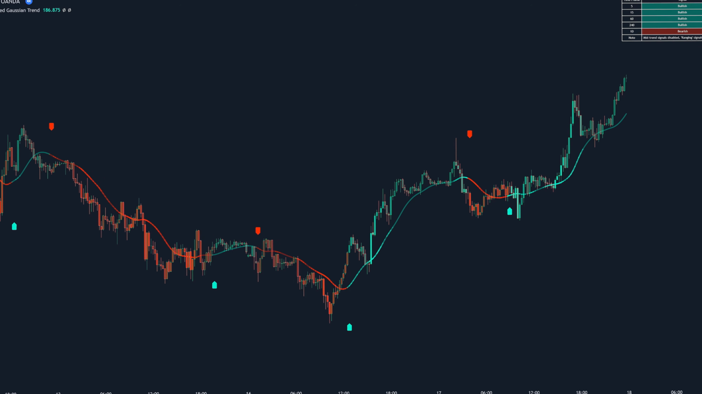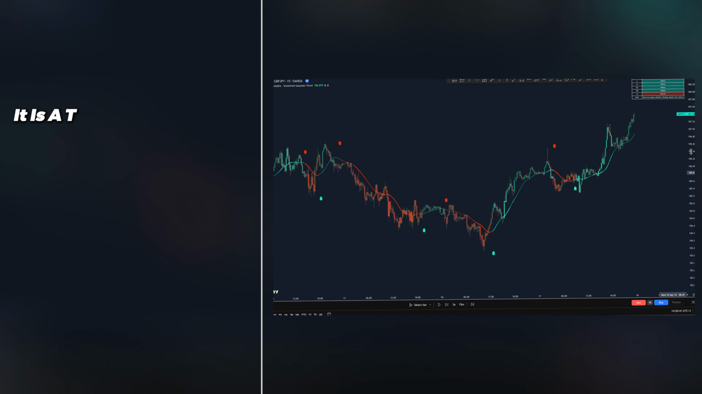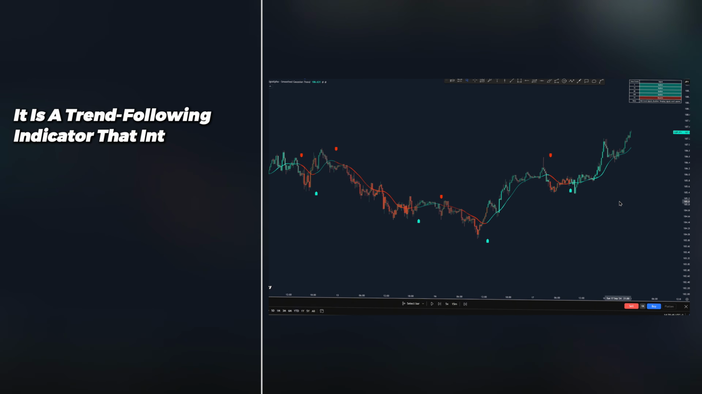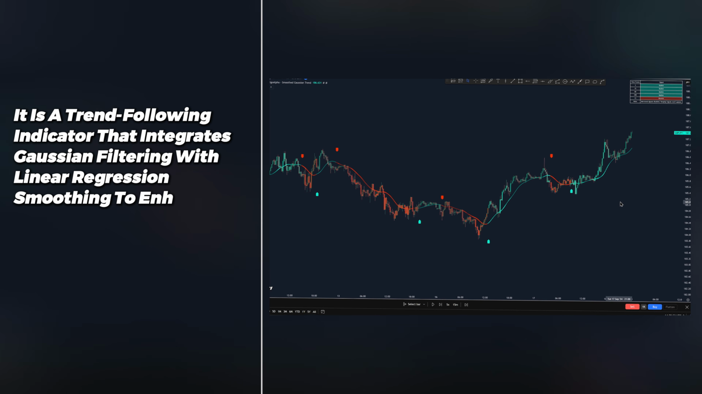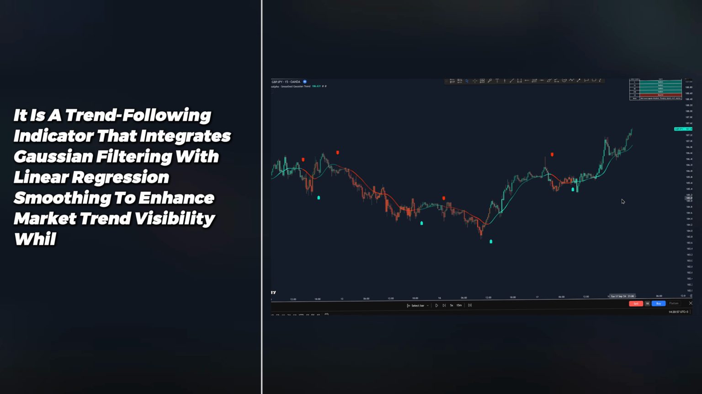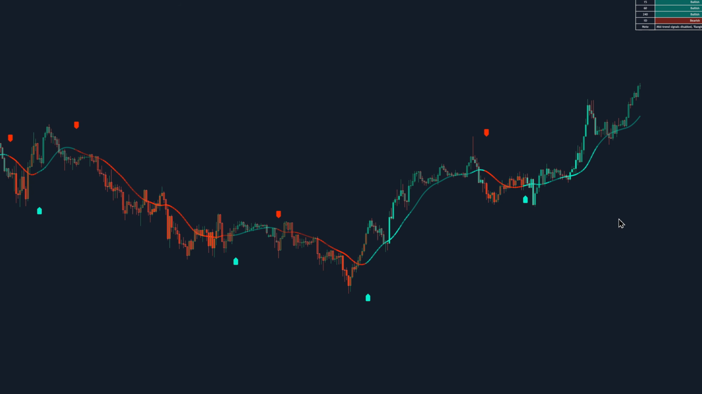Ladies and gentlemen, this is the all-powerful Smooth Gaussian Trend Filter. It's a trend-following indicator that integrates Gaussian filtering with linear regression smoothing to enhance market trend visibility while at the same time reducing noise. This is what this indicator is made of.